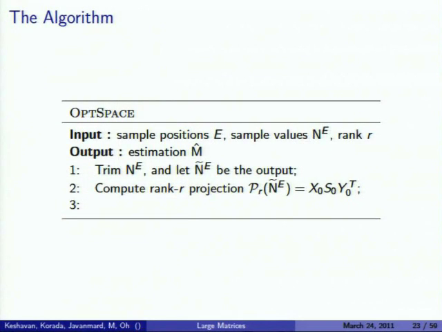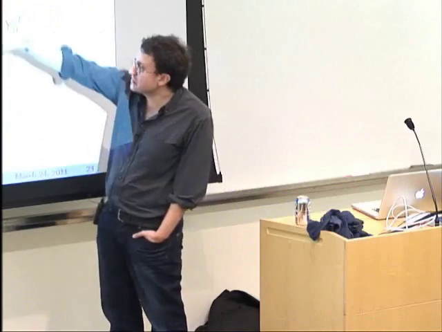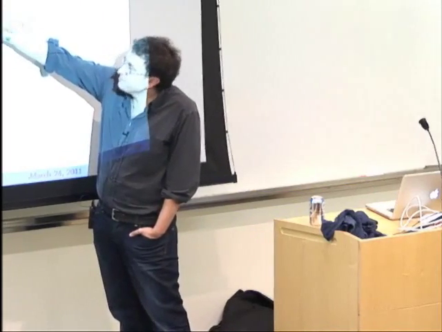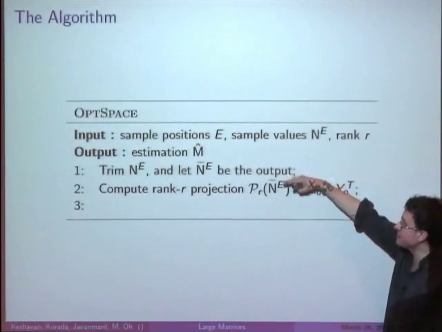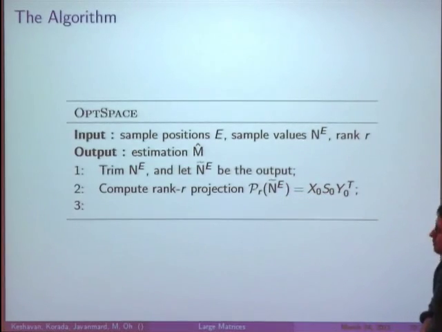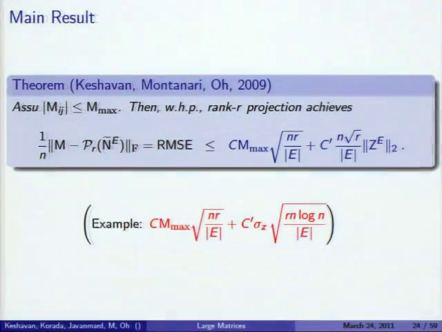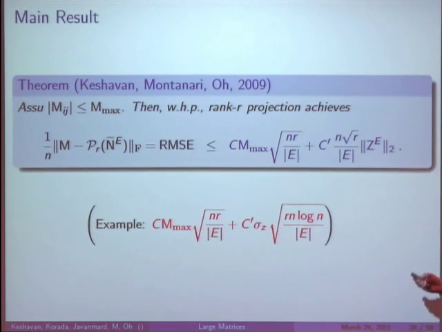It's not going to be whole, but the first part of the algorithm is just take n, trim it, so I set to 0 the non-observed entries, and then I compute the rank R projection. What is true for this is that the root mean square error that you achieve is the sum of two terms. One term is the error that you would make without noise.